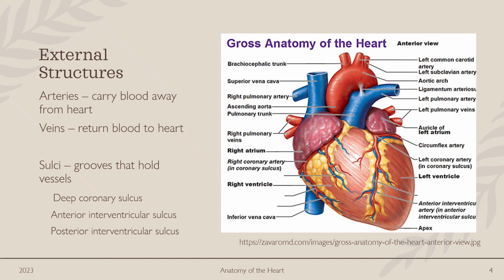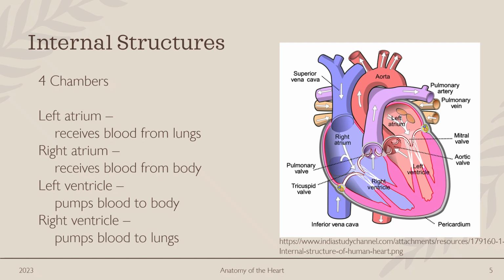The auricles and four chambers of the heart can also be identified from the external view of the heart, but will be discussed later with interior structures. Next, we'll look at the internal structures of the heart. The internal structures of the heart include the four chambers, the left and right atria, and the left and right ventricles. They also include the septa, papillary muscles, chordae tendineae, auricles, and venous and arterial openings.